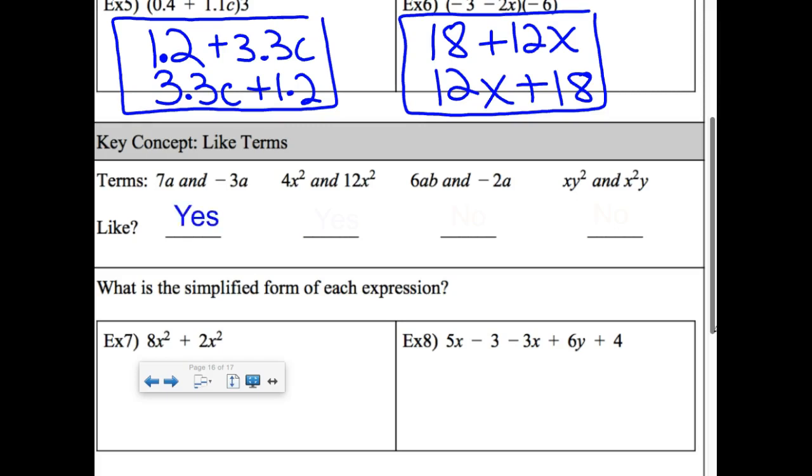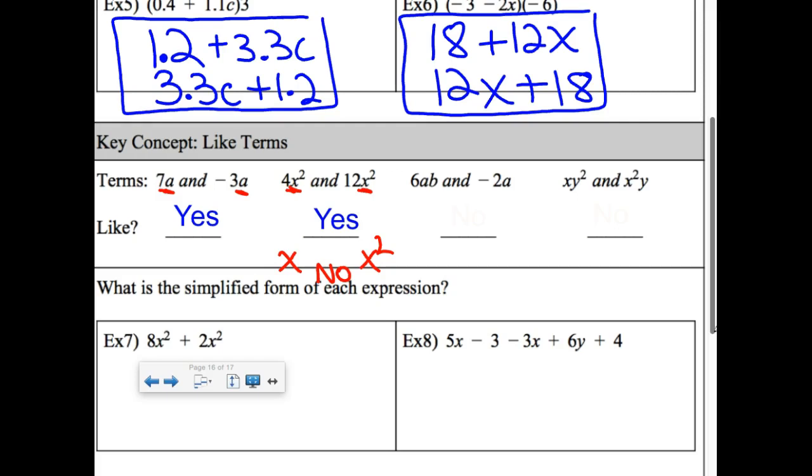Okay, I'll underline those a's for those of us who need to see that visually. On this next one, I have x squared and x squared. They are both x squareds, so yes, they are like terms. Now I want to talk real briefly. If I had an x and an x squared, we would say no, those are not like terms. Now I know they both have x's, but one has a squared and one doesn't, so those would not be like terms.